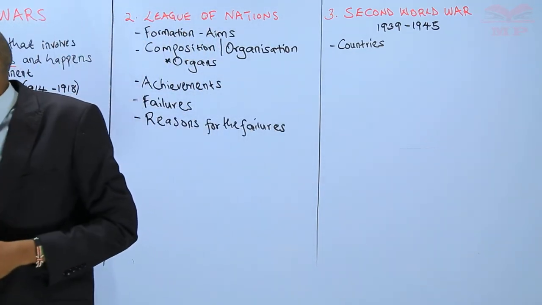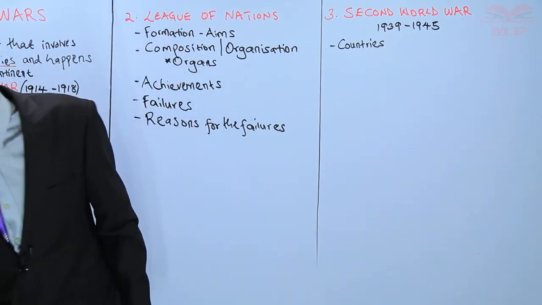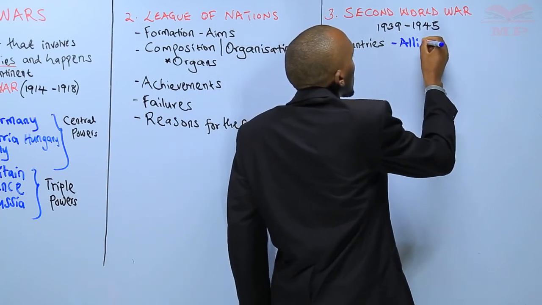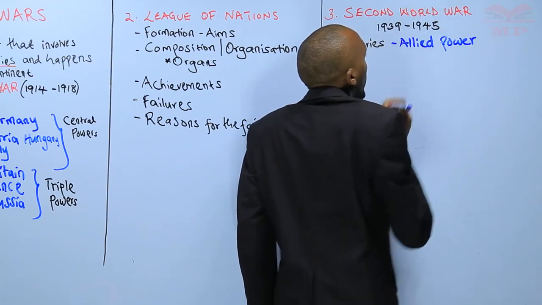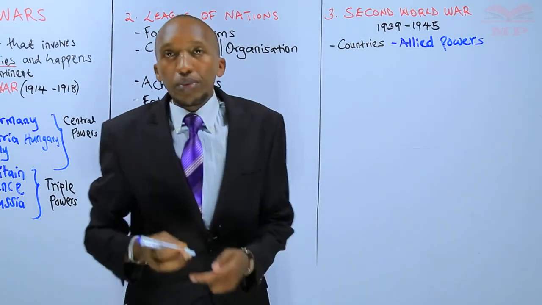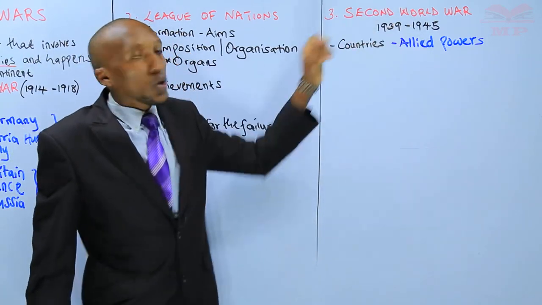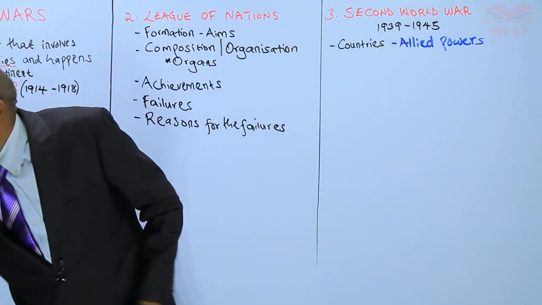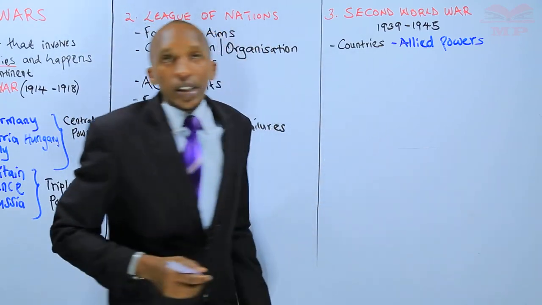In the same way, we are going to have two groups of powers that were fighting against one another. The first group, we refer to them as the Allied Powers. This is the first group of the countries that took part in the Second World War. Which are these powers that we refer to as the Allied Powers?